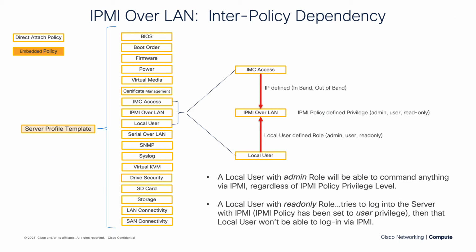And I wanted to create and include a separate graphic slide here for this video. And you can see the IPMI over LAN policy in the middle here. Okay, and it's also got the IMC access policy and a local user policy. So if we break that out to the right here, you can see that we're getting the IP address that's being used from the IMC access policy, and that can be in-band or out-of-band, both are supported. Okay, and we have the IPMI over LAN that defines the privilege level, admin, user, or read-only.